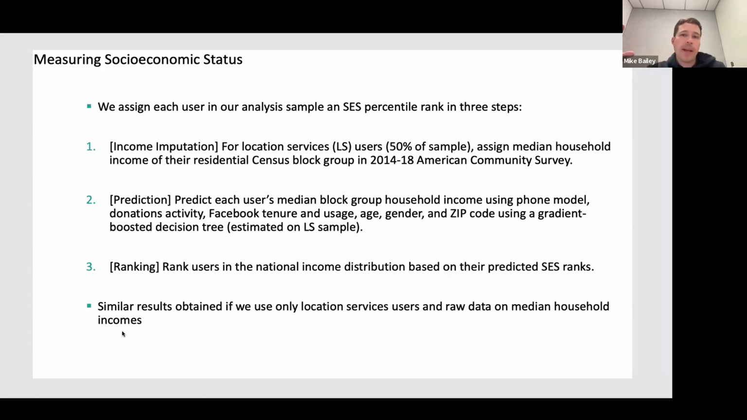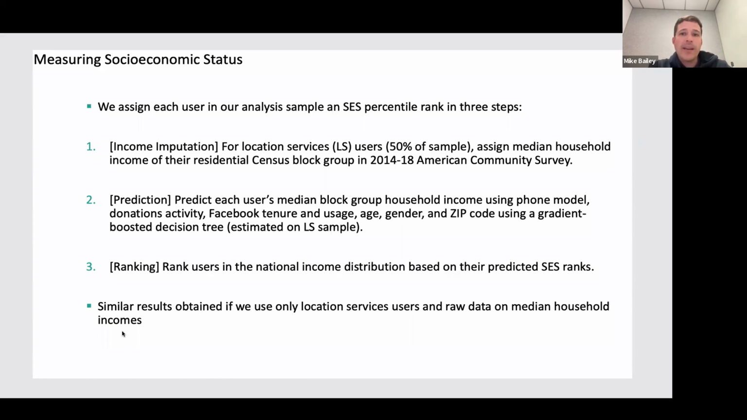So we train our model based on those for whom we know their location precisely. Then we build that model, and we can use it to make a prediction for everyone else for whom we don't observe a precise location. The features that end up being the most important are zip code, phone, donations activity on Facebook, age, gender, Facebook tenure and usage, the things I list here. There are on the order of 40 to 60 features in the model, but those are the ones that end up being the most important.